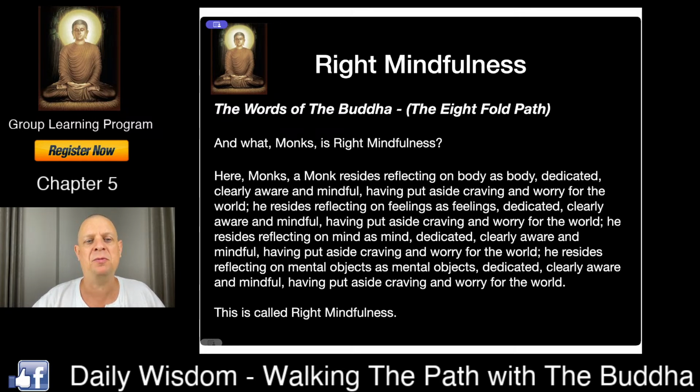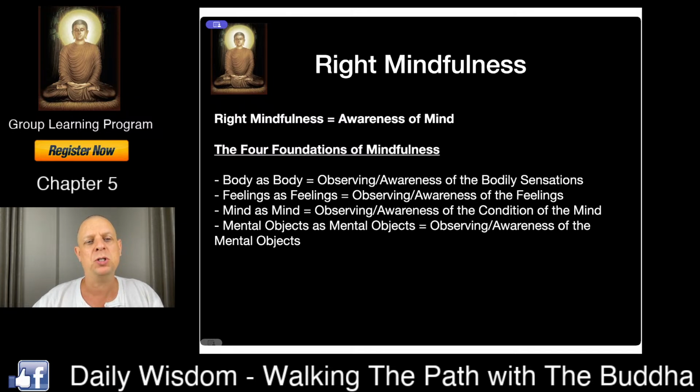Then there's right mindfulness. Here, the Buddha is describing in right mindfulness the 4 foundations of mindfulness. But when you first start learning mindfulness, you might think about it as awareness of mind. In the unenlightened state, we tend to go through the world without awareness of our mind and what's going on in our mind. We're not aware of our thoughts, our feelings, and different things that are going on in the mind. So you're going to need to cultivate this awareness of your mind.